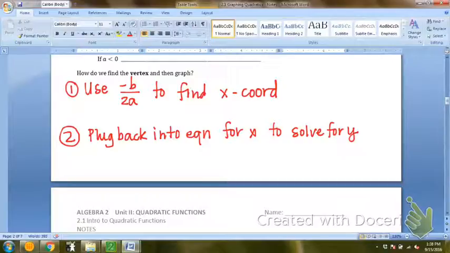So you're going to start with the opposite of b over 2a. That gives you the x-coordinate. And what's the other fancy letter that we use for the x-coordinate? The h. And then you're going to plug it back into the equation, solve for y. We're actually finding the k value.